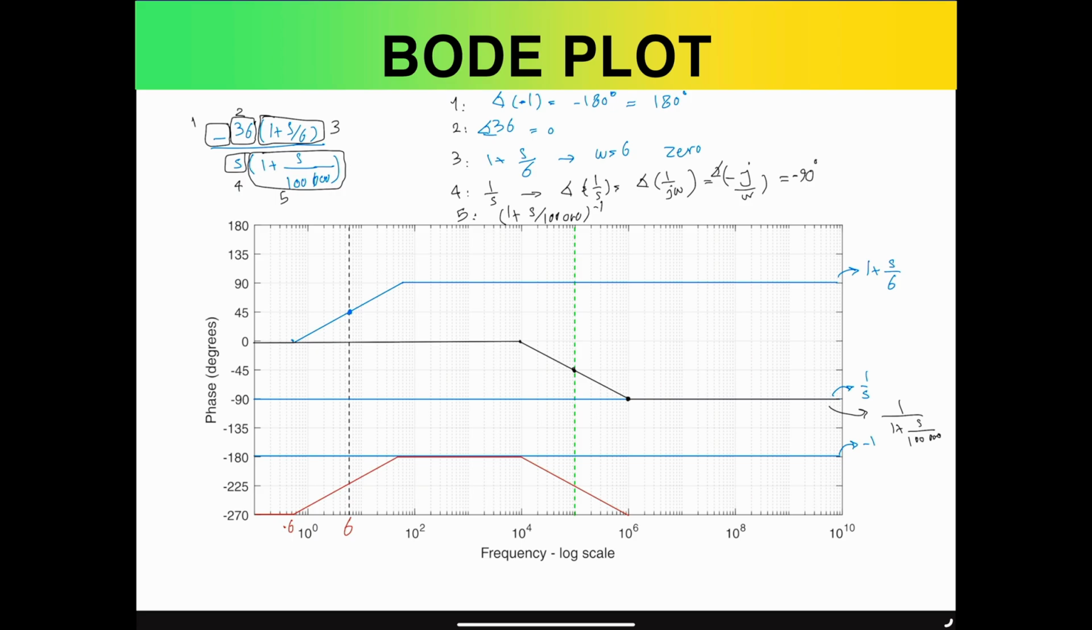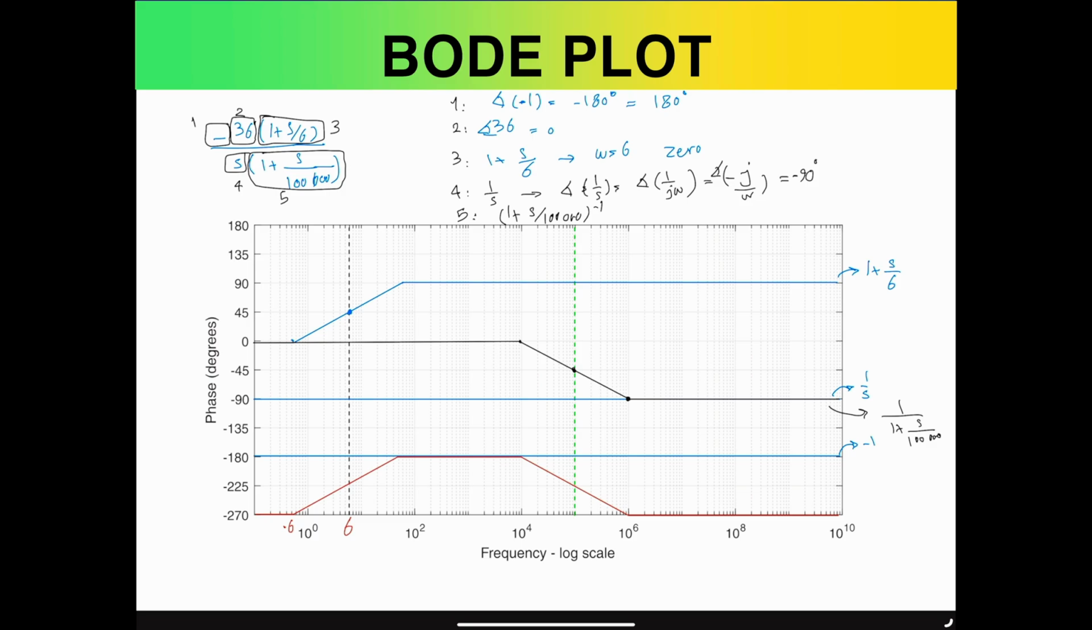Now, after this point, because the angles are going to change their slope, if we sum all of these slopes together, we won't get actually any change in the slope. So it will be a 0 degree per decade for the rest of the transfer function. So essentially, the whole phase diagram is going to be somewhat similar to this in general, as we sum up individual blocks of the original transfer function.